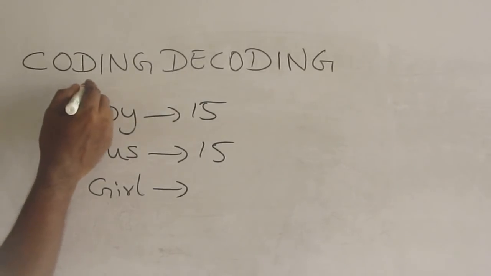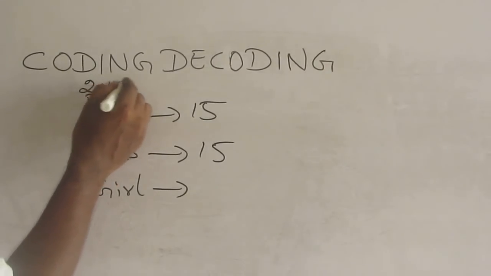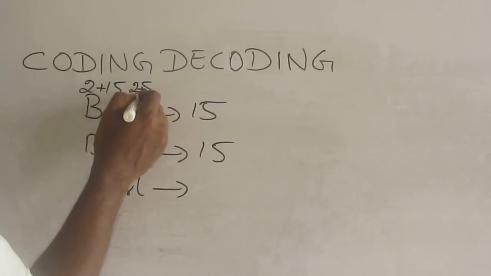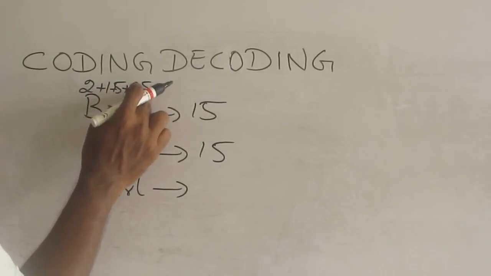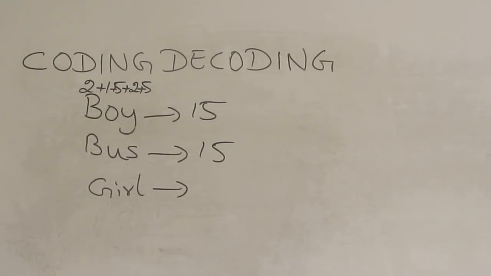Write the place values here. B is 2, plus the value of O, which is 15, and the value of Y, which is 25. Now put the plus in between. Add 5 plus 5, 10, 10 plus 2 plus 1, 15. So this is the way you have to do this question.